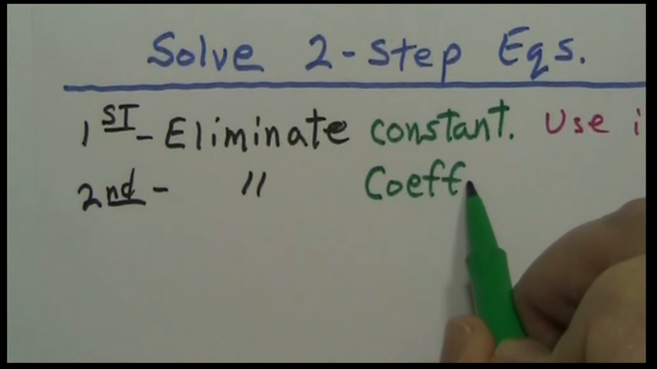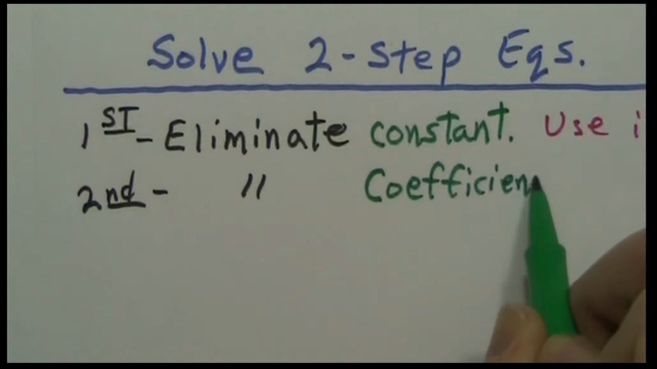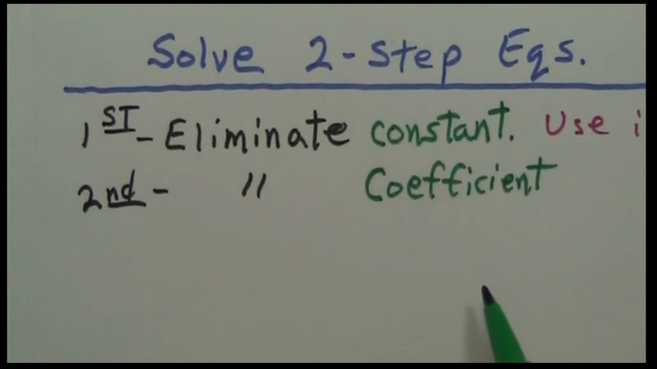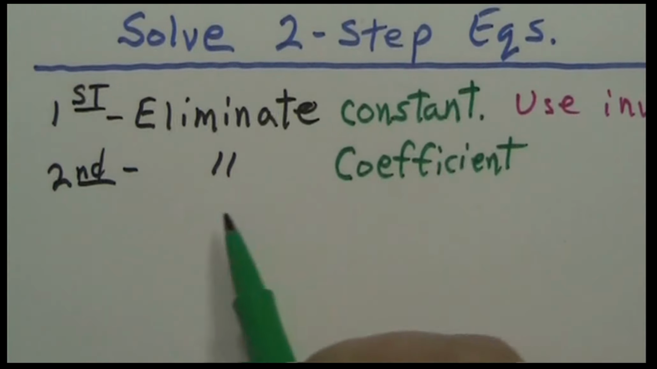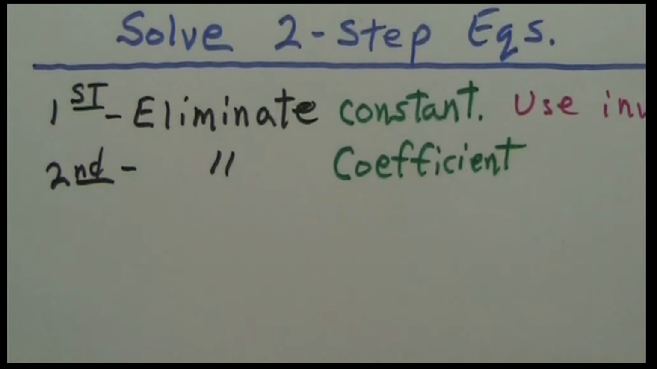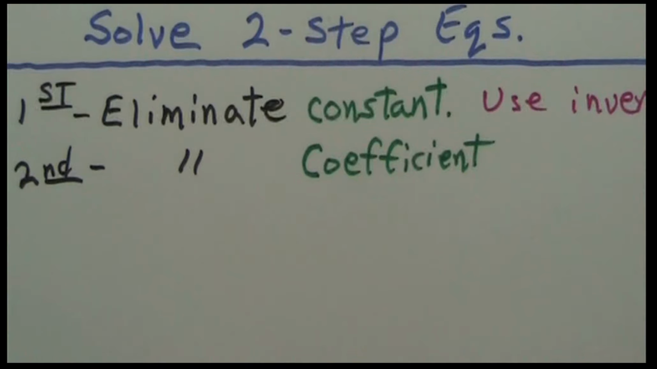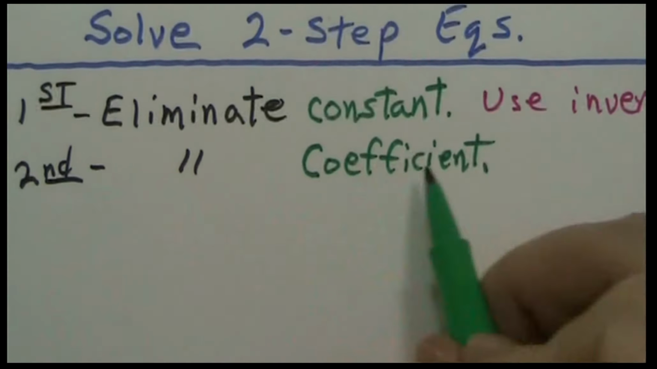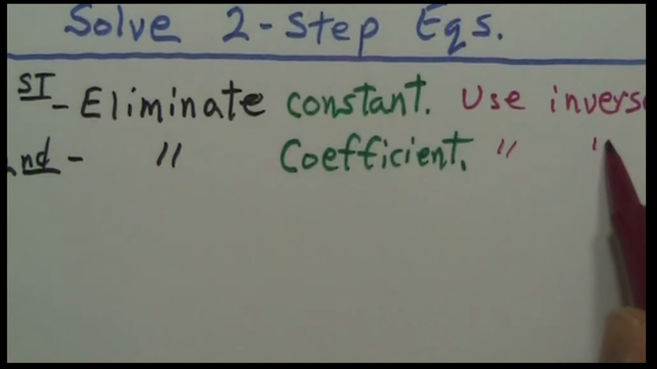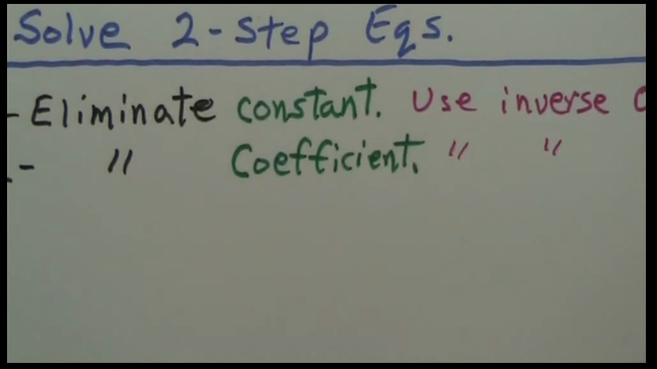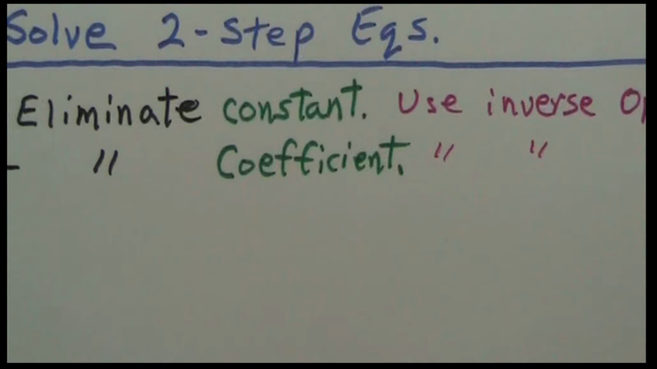C-O-E-F-F. Coefficient. Hopefully I spelled that correctly. I always get mixed up on that one. So we're going to eliminate the coefficient. How are we going to do that? How are we going to eliminate the coefficient? Same thing as above. We're going to use inverse operations, or use inverse operation.